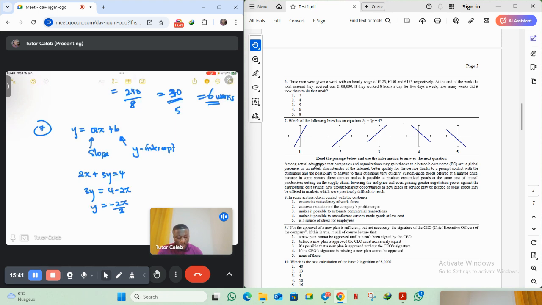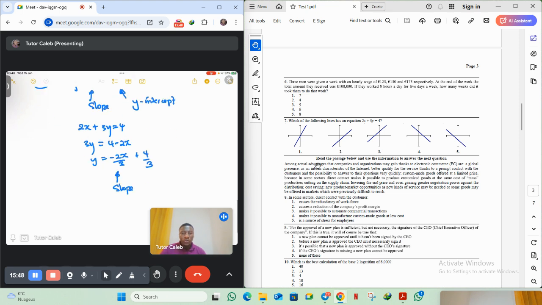From this, we see that our slope is negative. That means that the slope is going to be decreasing from left to right, meaning it's going to go down like this. If it was positive, it would have been going up like this. So every slope that decreases from left to right is a negative slope, but the slope that increases from left to right is a positive slope. So from this, we can eliminate options 1, 2, and 3. We're left with options 4 and 5.